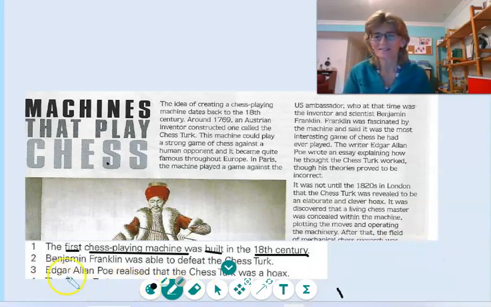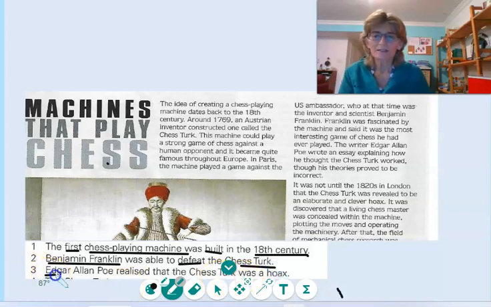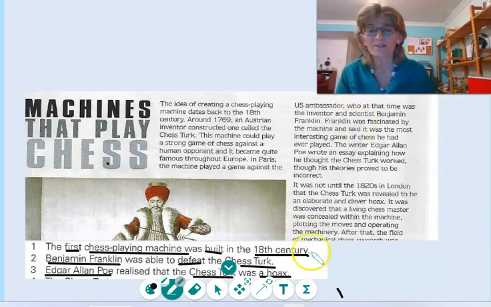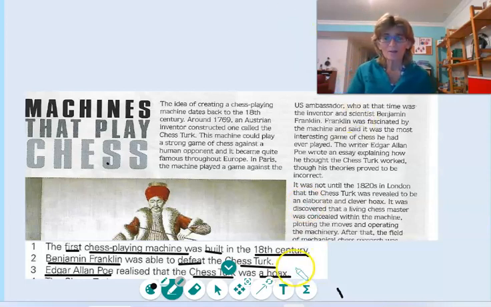Okay, so again, let's look at statement 2. Benjamin Franklin was able to defeat the chess Turk. And the last one, Edgar Allan Poe realized that the chess Turk was a hoax. Okay, so you can see that these are quite important bits of information.